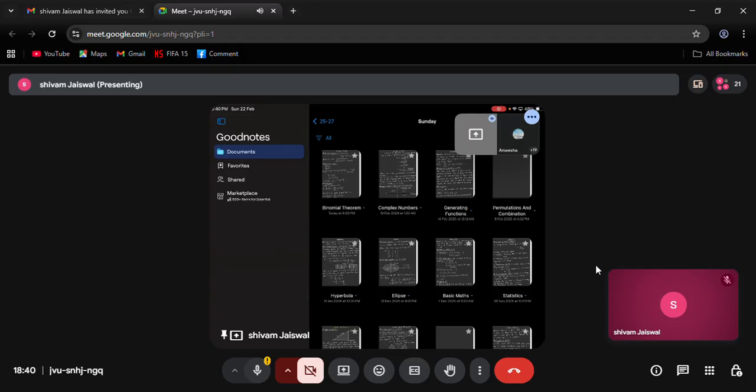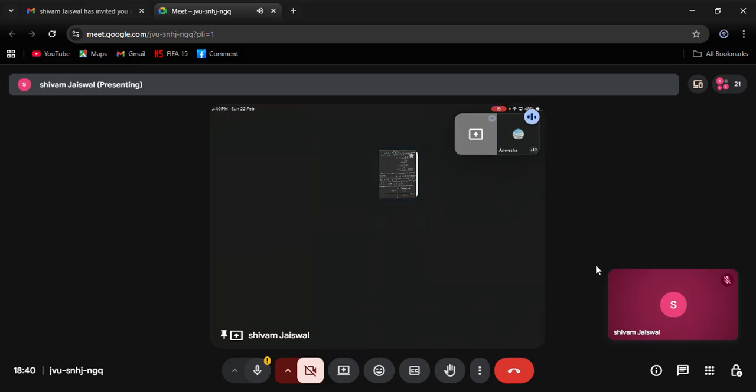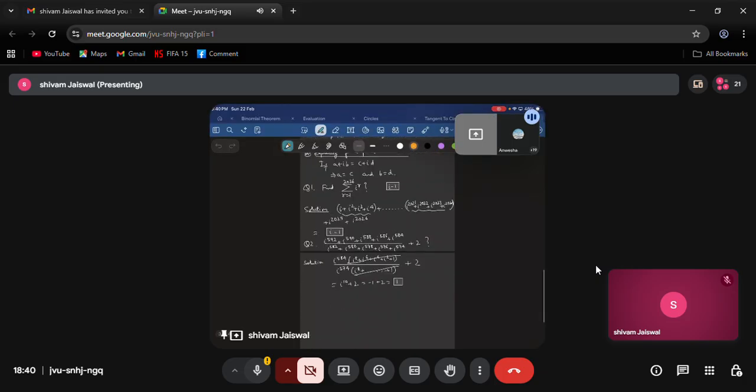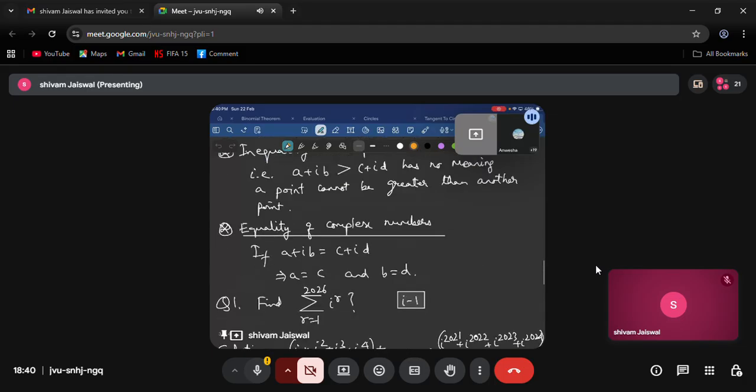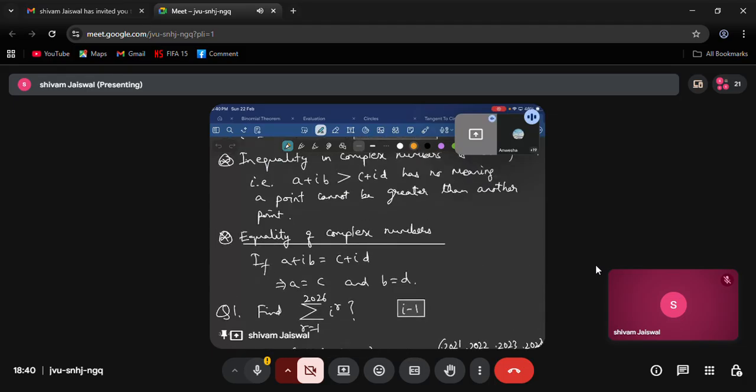Anyone? Okay, then we can start with complex numbers. Last day we were discussing complex numbers only. We did 2 problems. Last day I had done up to equality of complex numbers, so let us continue.